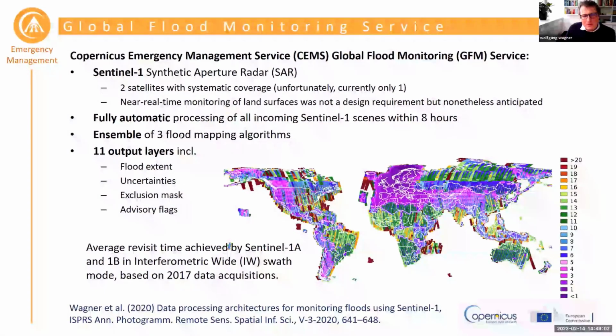A novelty of that service is also that we use three different flood mapping algorithms. And the output product is quite a complex, I would say, scientific data product where we're not just showing the flood extent, but we also give you estimates of the uncertainties of the data product. And we give you exclusion masks to say, here we can't use the data for doing the interpretation. And we also give advisory flags on how reliable the data are due to changing environmental conditions.